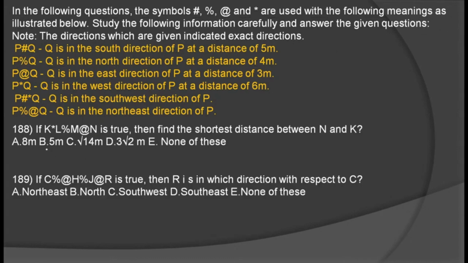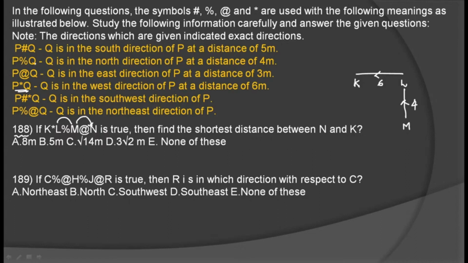Next one. Again, you just draw the diagram based on the information. K star L: K is to the west of L by 6 meters. L percentage M: L is to the north of M by 4 meters.